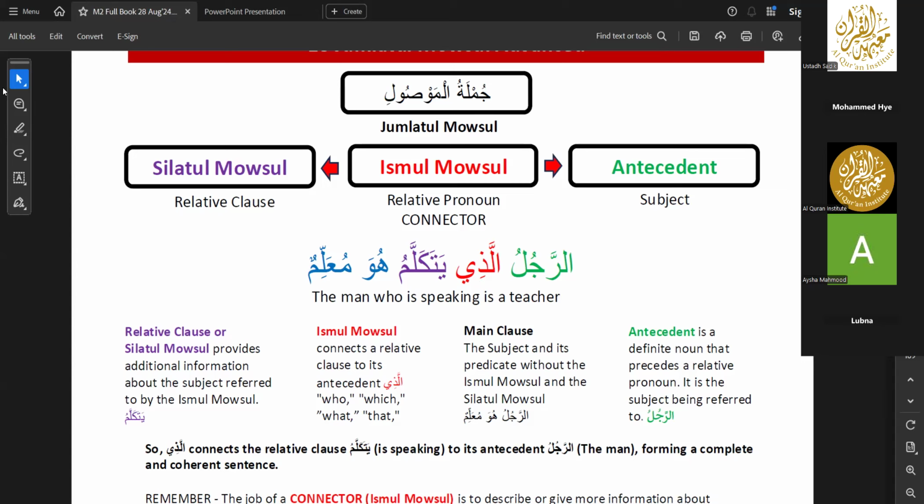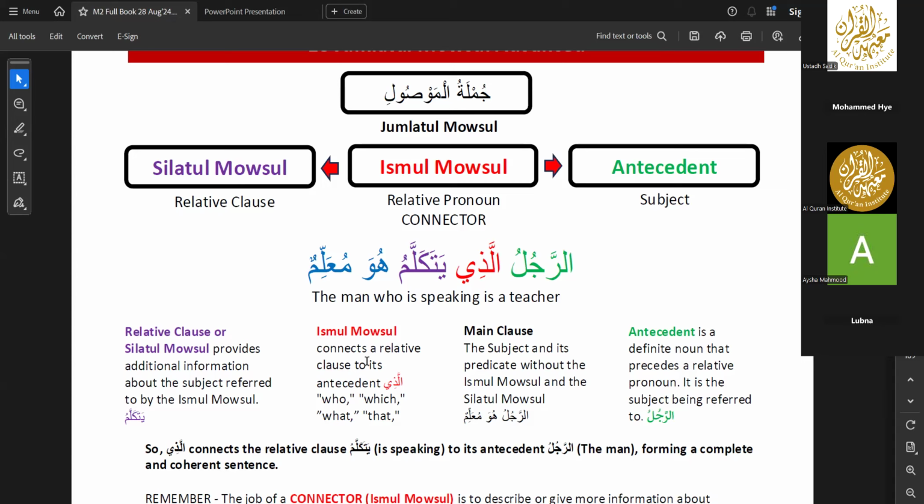So again, going back to what we said about the components. Alladhi, the ism mawsul, is connecting ar-rajulu to the silat mawsul, the relative clause. Okay, that's the connector. So that's a key point I want you to focus on. And if you need to make a note, write in your notebook. So the connector, the ism mawsul, is connecting the subject to the relative clause.